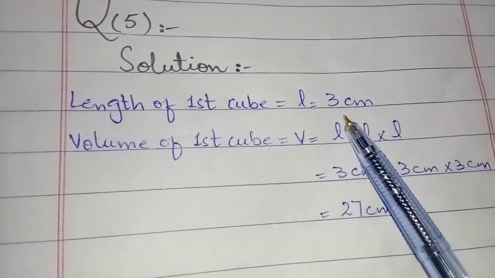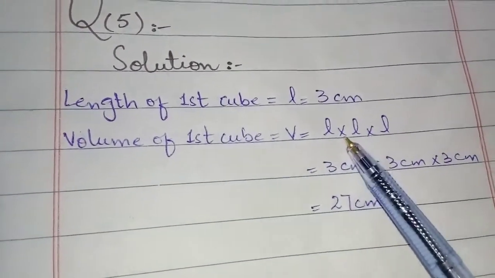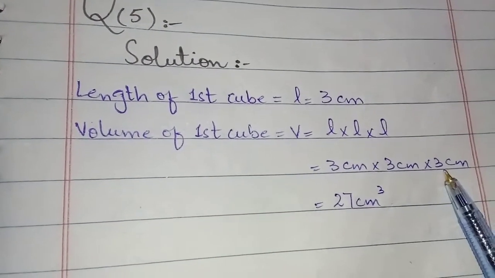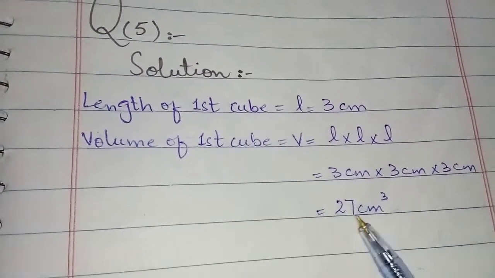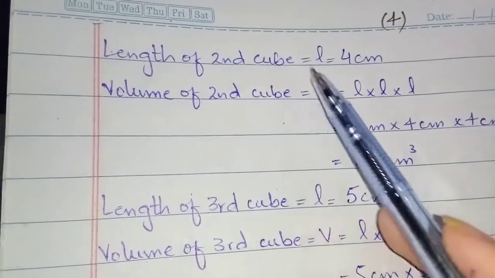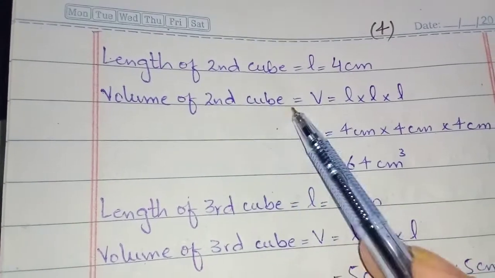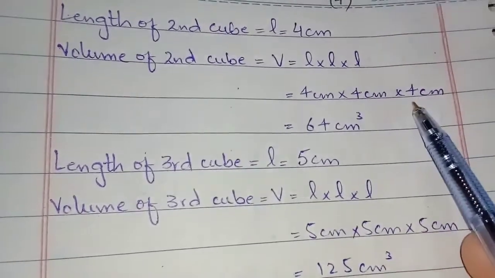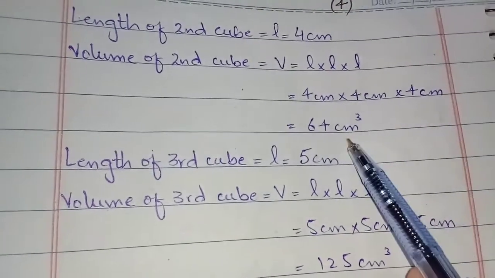Length of the first cube is 3 cm. This is a cube, so the formula is length multiplied by length multiplied by length. 3 cm multiplied by 3 cm multiplied by 3 cm. 3 threes are 9 and 9 threes are 27 cm cube. Length of the second cube will be 4 cm. Then the volume of the second cube is length multiplied by length multiplied by length, that is equal to 4 multiplied by 4 multiplied by 4, that is equal to 64 cm cube.